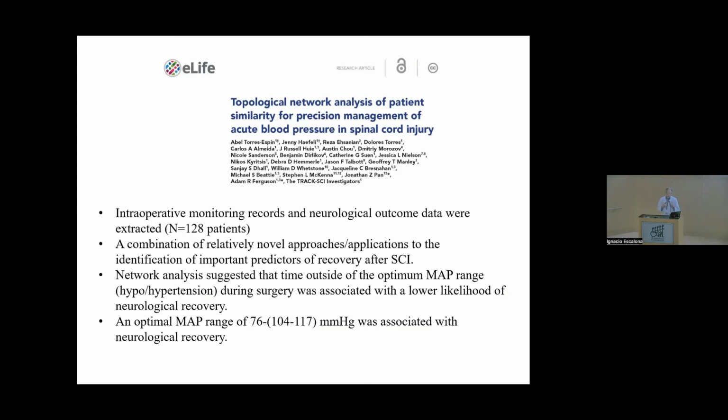But hypertension during surgery turned out to be associated with a lower likelihood of neurological recovery. I don't know what the guidelines are at Jackson, or what you're doing, but the optimal mean arterial blood pressure, between 76 and 104 to 117 millimeters of mercury, is associated with the best neurological recovery. I think if the blood pressure gets too high, they hypothesize you get an increase in hemorrhage in these patients.